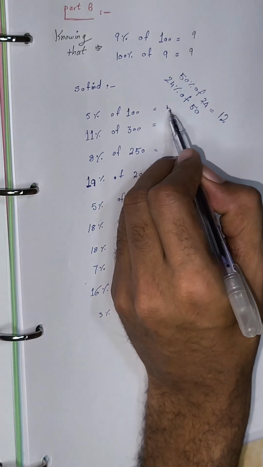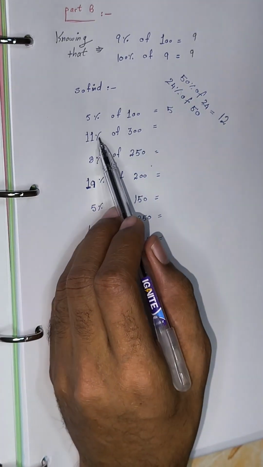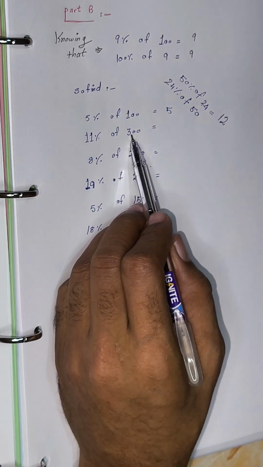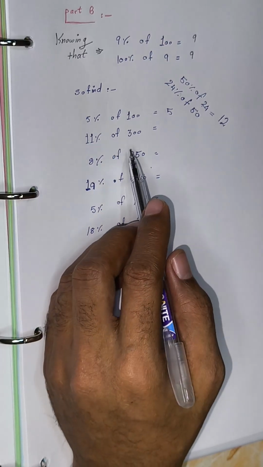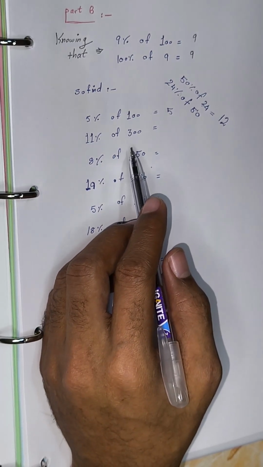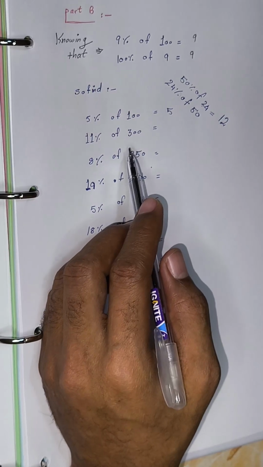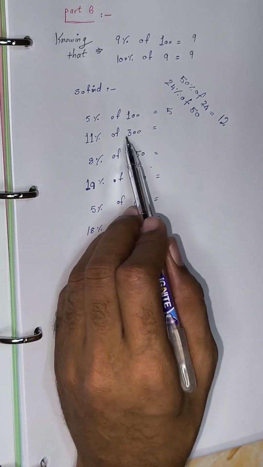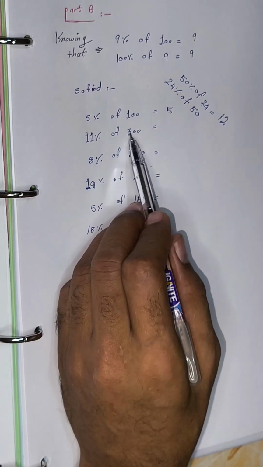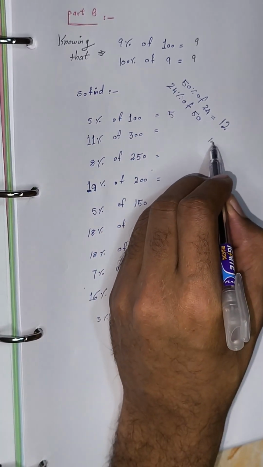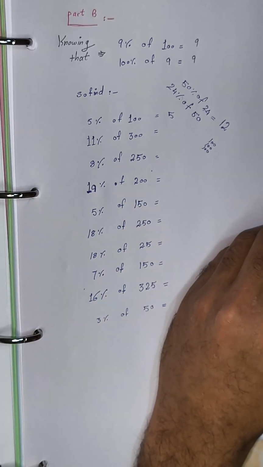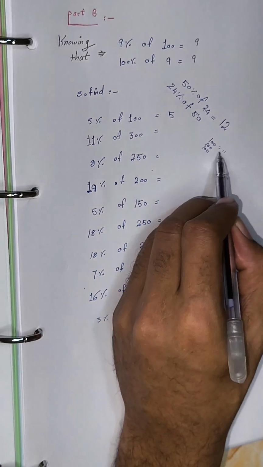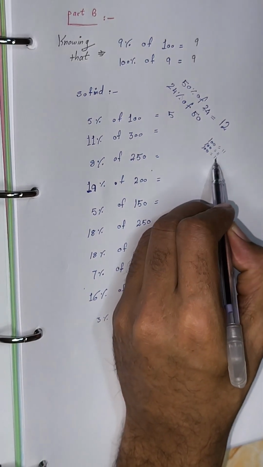Alright, so now, again, 5% of 100 is the same as 100% of 5, which is just 5. Then, 11% of 300, we can think of 11% of 100 is 11. So 11% of 200 is going to be 11 and 11, so it's 22. And 11% of 300 is just going to be 11% of 100, 11% of another 100, and 11% of a third 100. So it's just going to be 11 every time. So it's just 33.